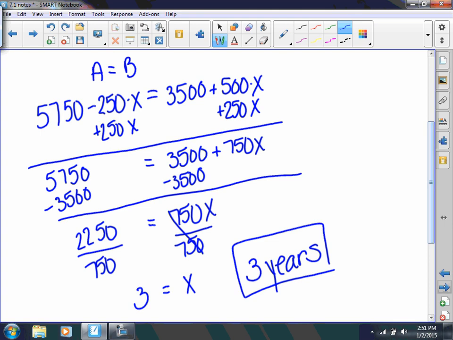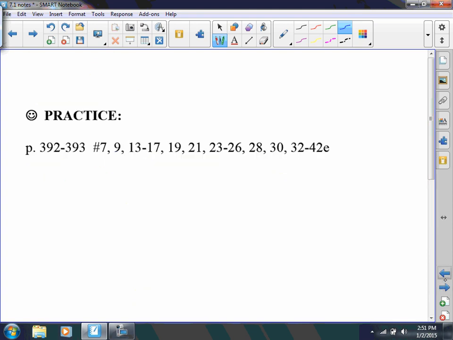So for today, your homework is to practice these problems. Remember, you also have exit problems to do, so don't forget about that. And if you have any questions, come on in and see me before school.